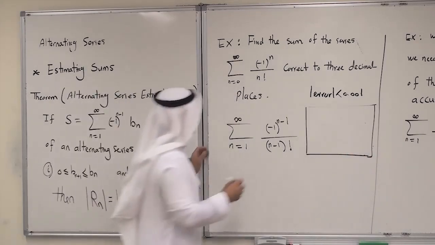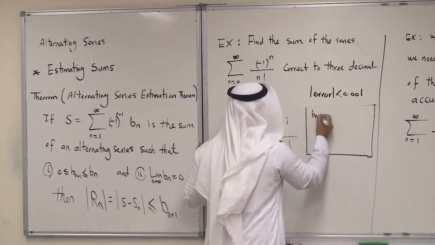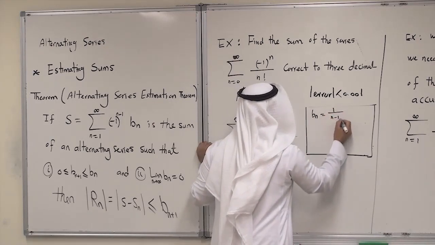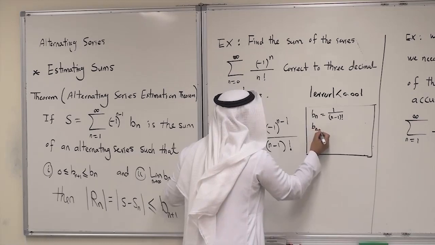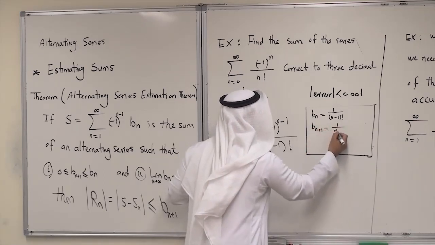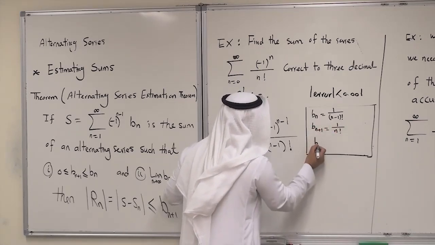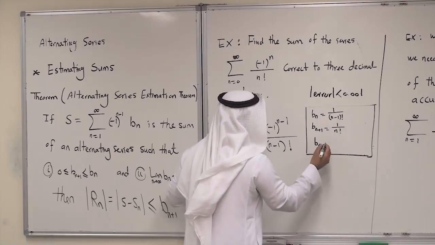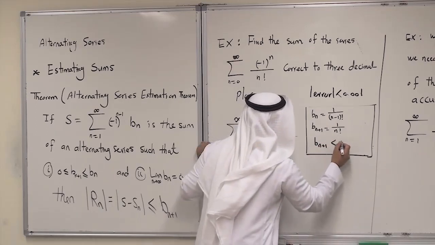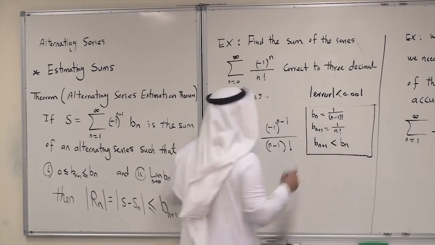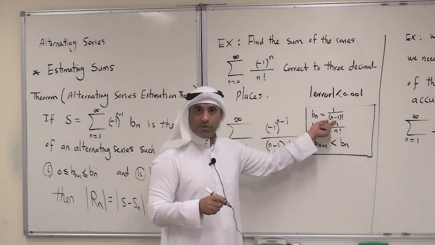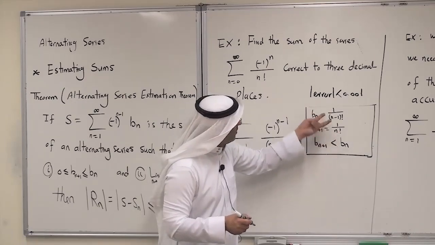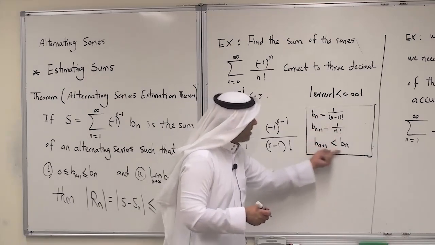Now 1 over n minus 1, Bn is equal to 1 over n minus 1 factorial. So Bn plus 1 will be 1 over n factorial. Clearly now we have Bn plus 1 less than or equal to Bn. Why? Because n factorial is larger than n minus 1 factorial, so 1 over n minus 1 factorial will be greater than 1 over n factorial. So this is holding true.